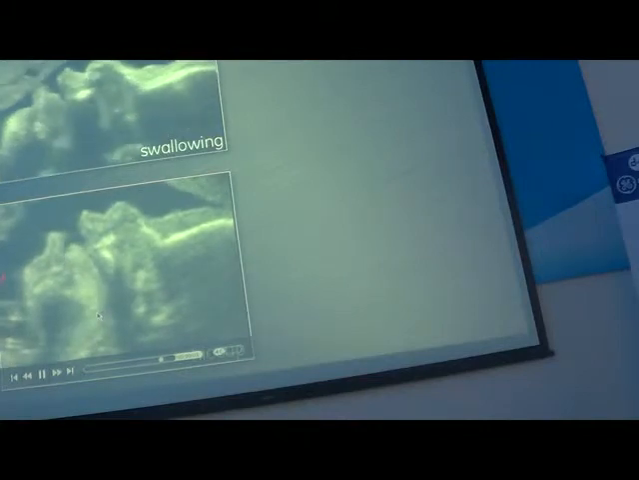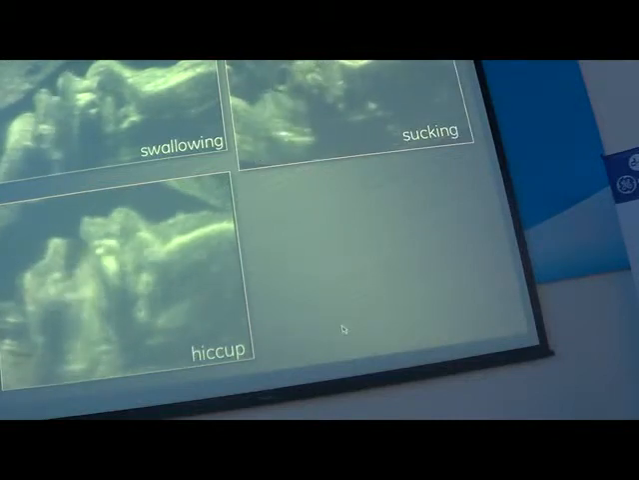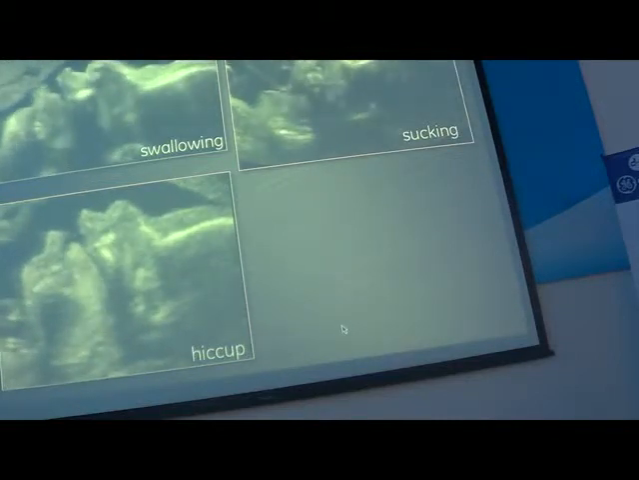We can see the baby swallowing, drinking amniotic fluid. And you will see this especially in the third trimester of the pregnancy. And this one was a baby with a hiccup. And this one is sucking his umbilical cord.